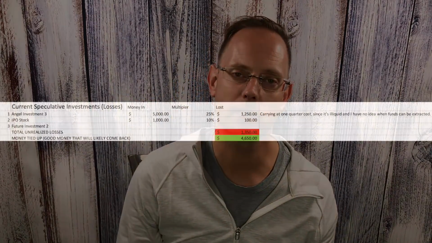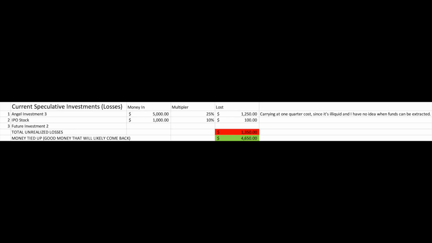Check it out on the screen right now. And if you're watching or following along at home, keep scrolling down on the spreadsheet. I have my current speculative investments. And so what are some current speculative investments that I have right now? Well, I do have angel investment number 3. That one's going pretty well. Although I do have a multiplier.